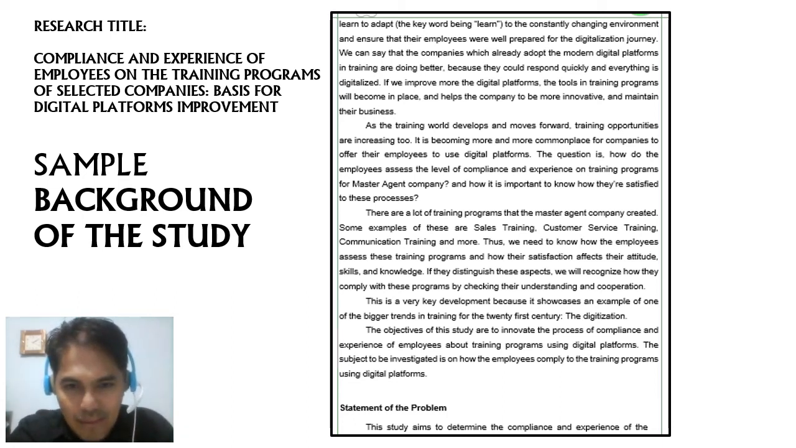So, sabi dito, the objectives of this study are to innovate the process of compliance and experience of employees about training programs using digital platforms. Okay? So, meron na siyang sinasuggest dyan. Okay, na parang kaya dyan po ginawa itong research ito kasi may mga nakita po siyang mga dapat ayusin or dapat i-improve, no, sa sistema ng training ng kanilang company. Kaya po niya naisipan na gawan ito ng research.